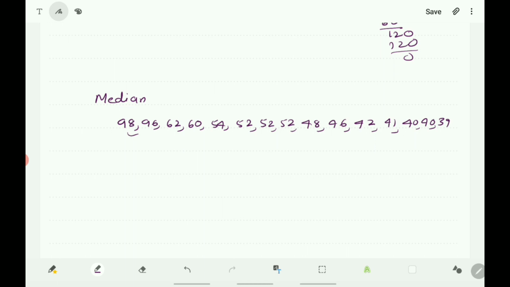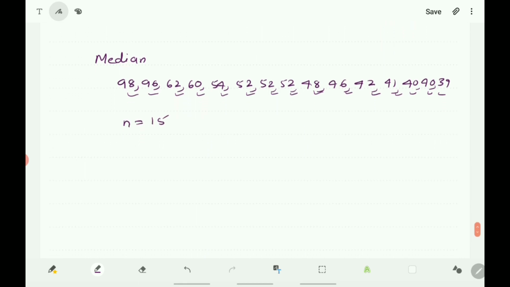Here 1, 2, 3, 4, 5, 6, 7, 8, 9, 10, 11, 12, 13, 14, 15. 15 scores are there. So here the number of observations n is equal to 15. You know that 15 is odd. So to get the median, you know that when n is odd, the median is the (n plus 1) by 2th score, or (n plus 1) by 2th observation.